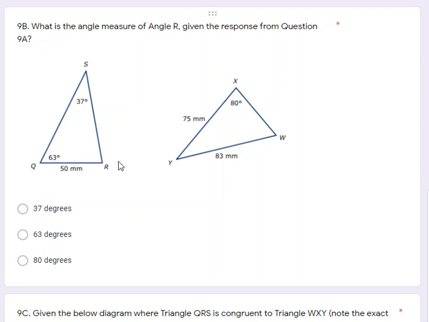Now, what will be the angle measure of angle R? Given the previous question, what will be the angle measure of angle R? Will it be 37 degrees, 63 degrees, or 80 degrees?